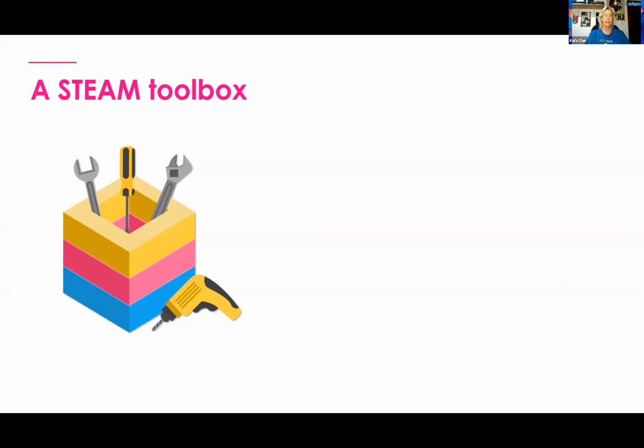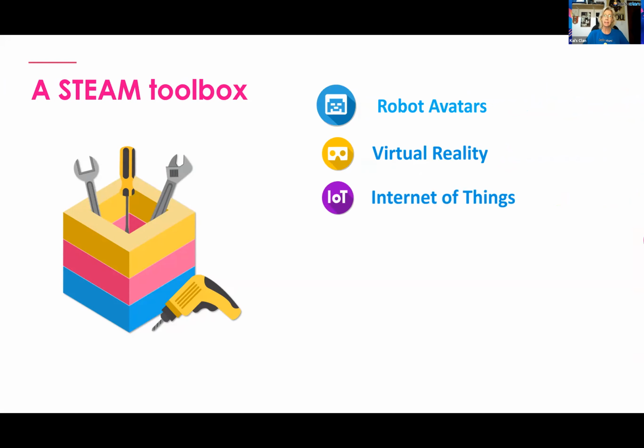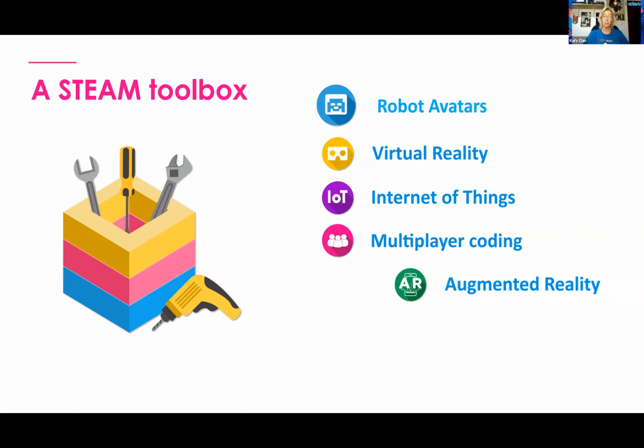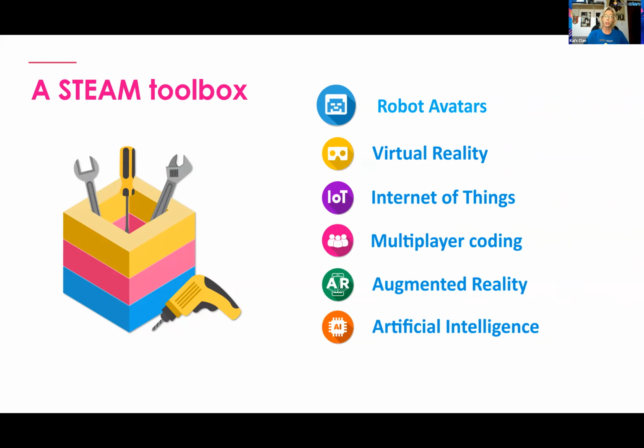So yes, like Bruce is saying, this is a STEM toolbox. And again, it's aimed at 7 to 15 years of age students, and you choose the tool that's going to suit your teaching. So we've got robot avatars, which is what we're going to cover today. You can see it in virtual reality. We do augmented reality. We're going to throw some sensors in there. So Internet of Things, it's multiplayer coding. Students love doing their games. And we've even got some AI blocks.